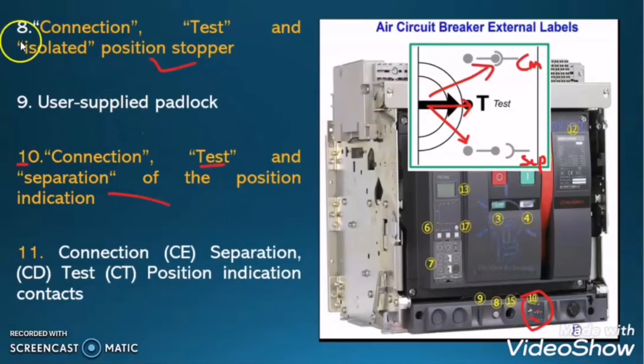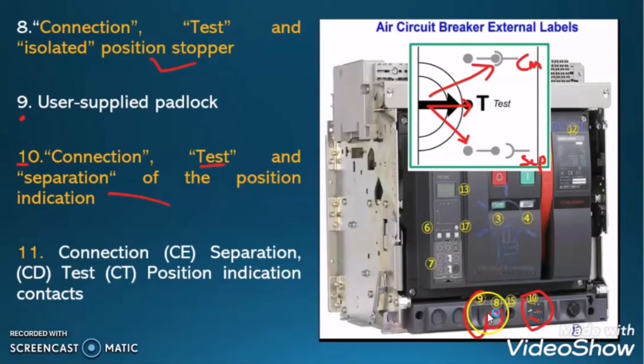Okay, so here I left point 8, the connection, test and isolated position stopper. This one is the position stopper, meaning whatever the position, like connection, test or separation, this stopper will stop the circuit breaker in that position. Okay, now let us move to topic number 9, that is the user supplied padlock.